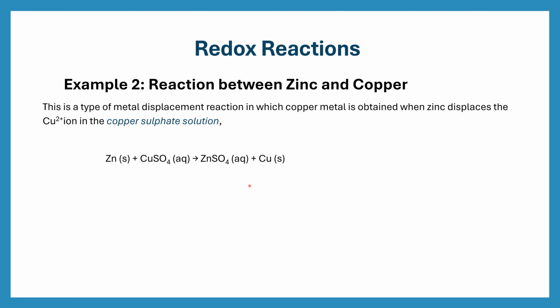The full balanced redox reaction is given below. Zn plus CuSO4. We can see that zinc is the solid metal and copper is also a metal which is combined with SO4 forming a copper sulfate solution. And in the product we have seen that zinc has replaced the copper.